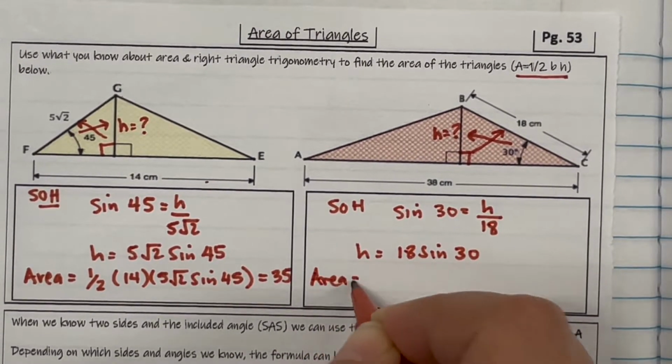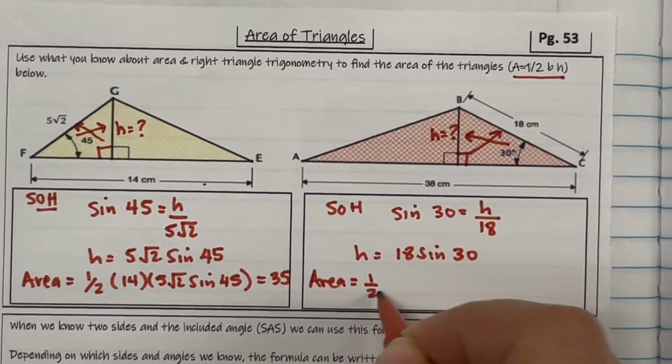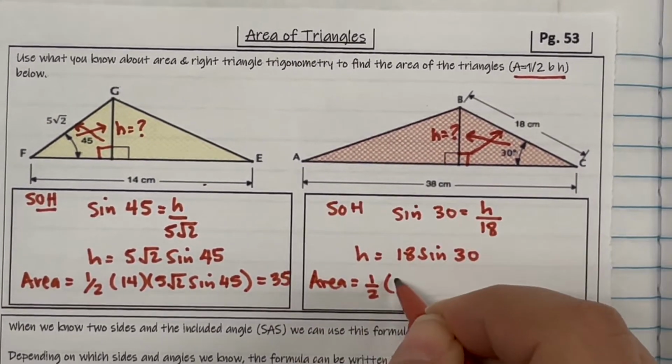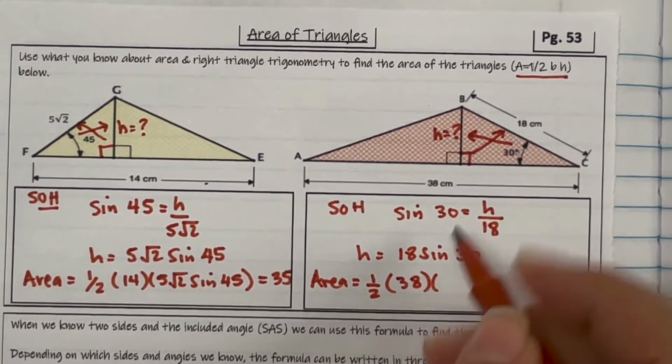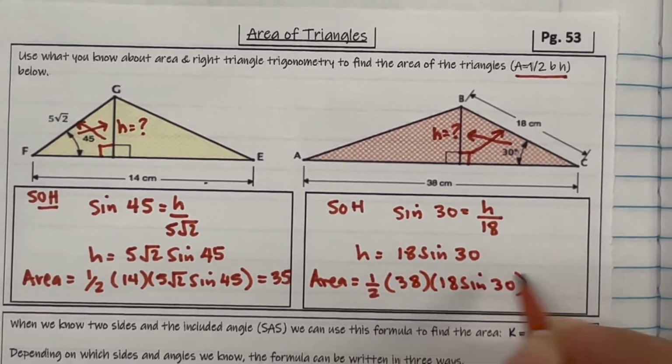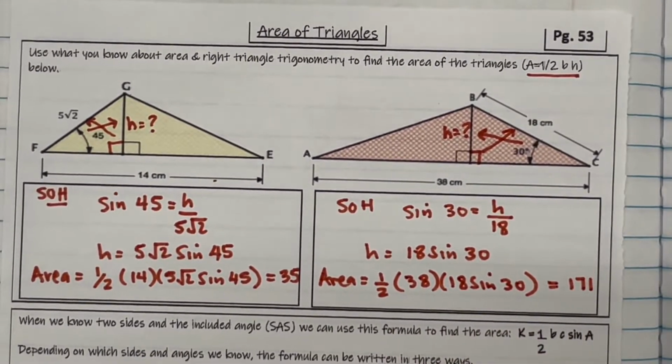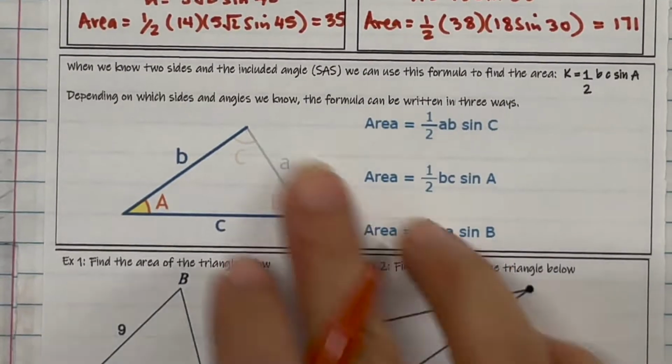That's the height. To find the area, it's a half times the base. And what's the base? 38. Times the height, which is 18 sine 30. Put that whole thing in the calculator just as it is. You're going to get 171. There is a shortcut to doing this.